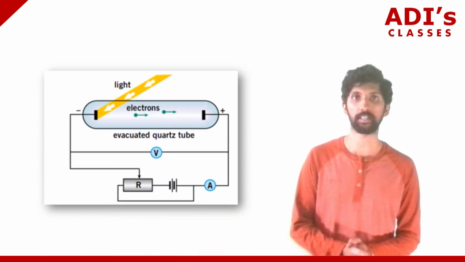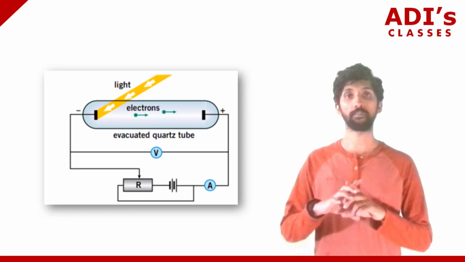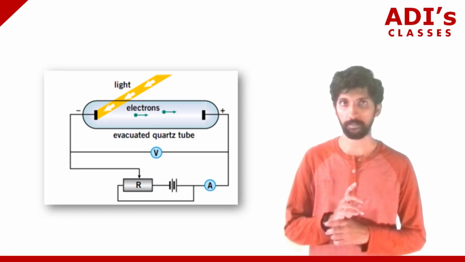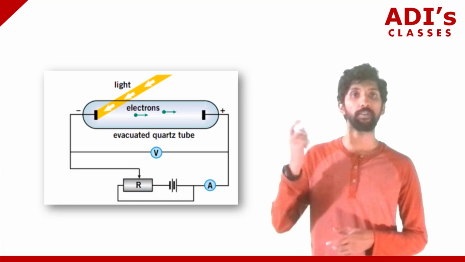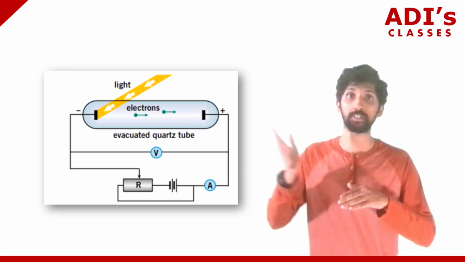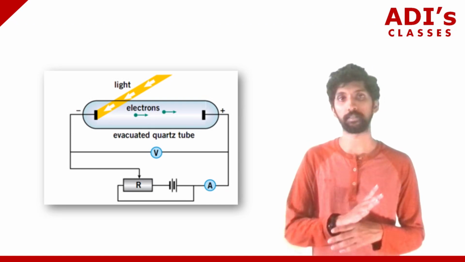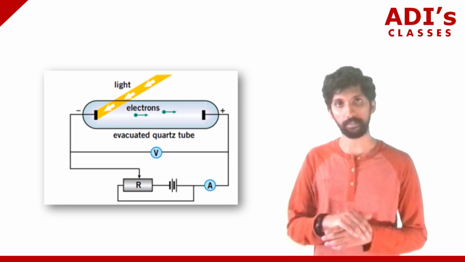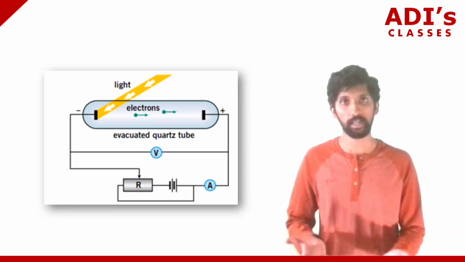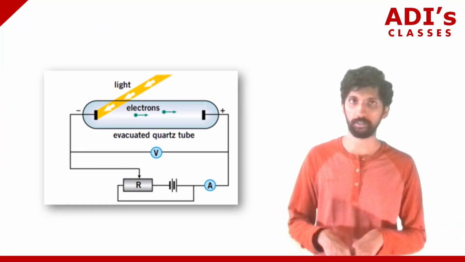This is the experimental setup. See what we have. We have a glass tube, and it's vacuum. This is the first thing. Now, we have an opening, which is coming and hitting the emitter part, and then we have a collector. The name itself suggests: the emitter emits the electrons, the collector collects the electrons.